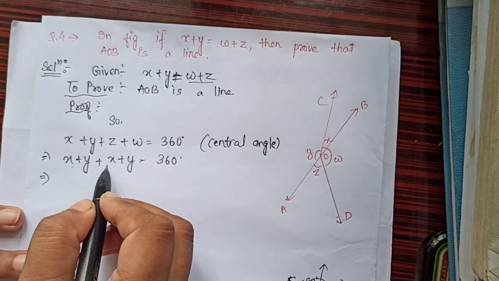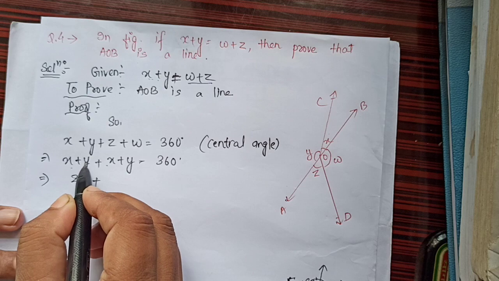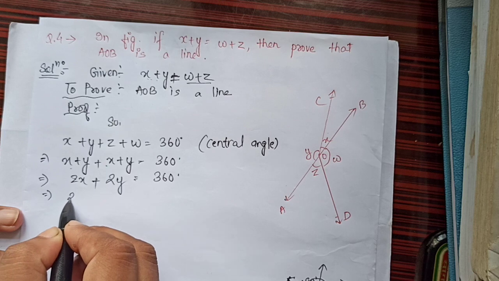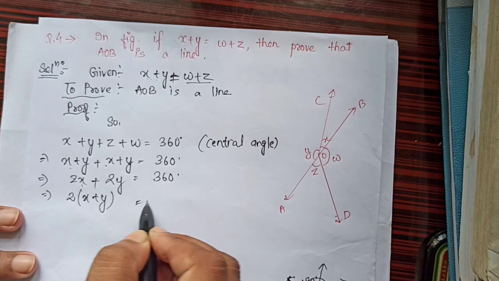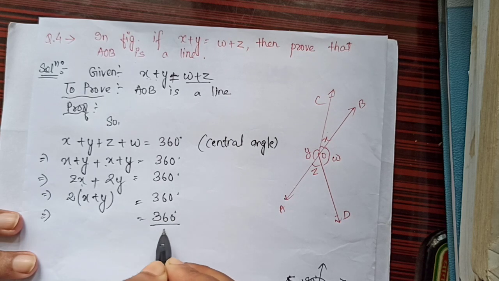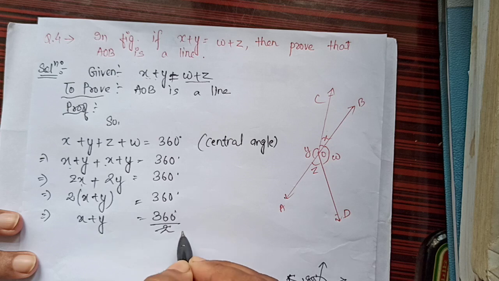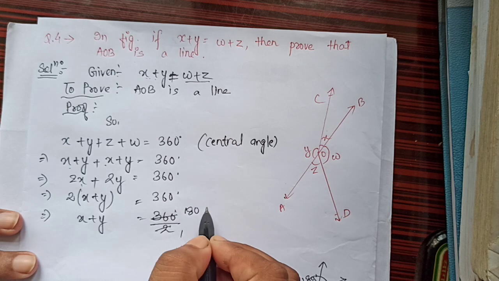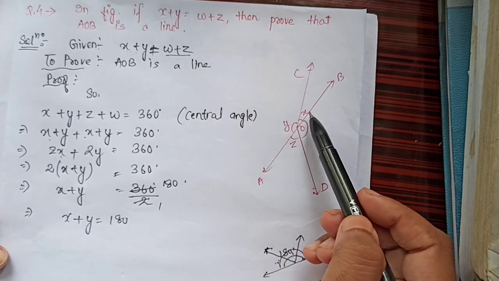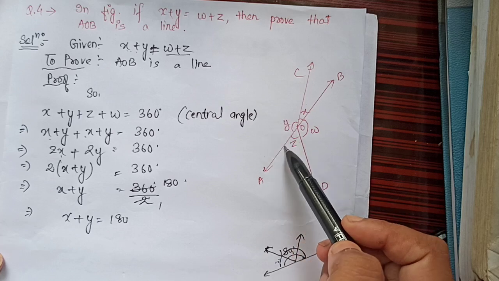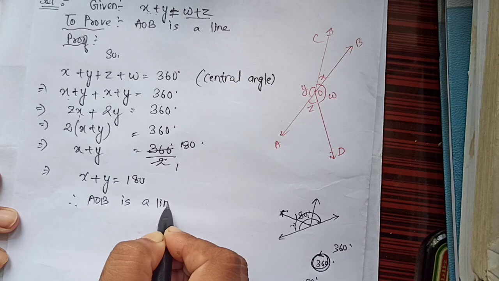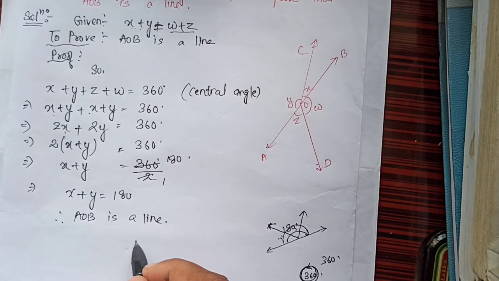If we solve here, x plus x will be 2x, y plus y will be 2y, equals 360. Now we can take 2 common here. So it will be 2 times x plus y equals 360 degrees. Since 2 is multiplying here, if we send it to this side, it will divide. So 360 divided by 2 is 180. It will be x plus y equals 180 degrees. So we got that x plus y equals 180 degrees. So this is making one line. So we can say that therefore AOB is a line. So here is the solution. Hence we have proved.